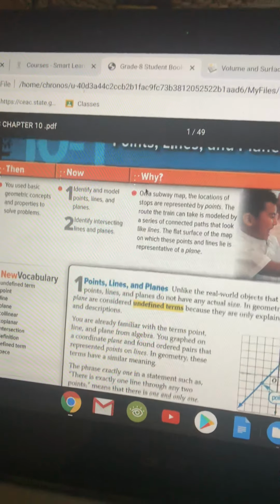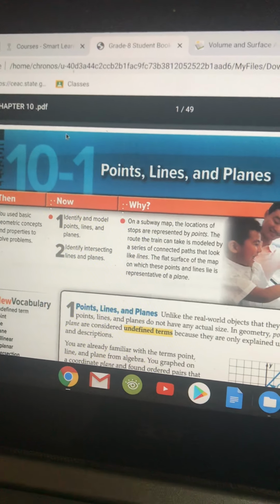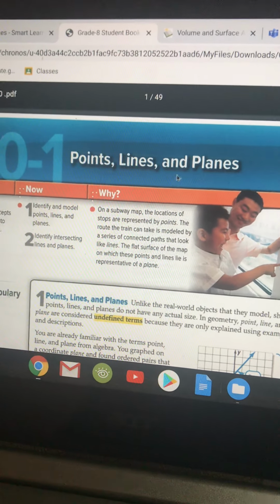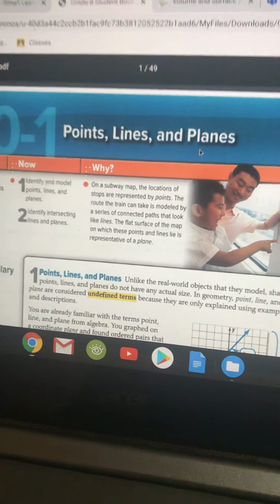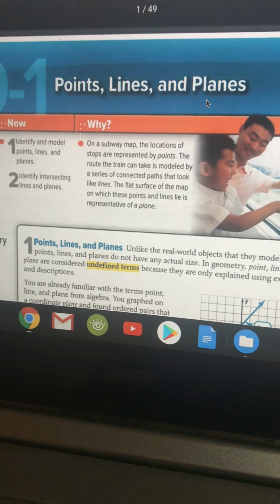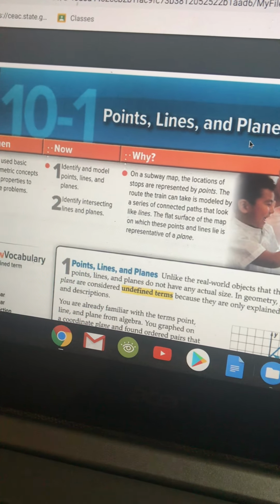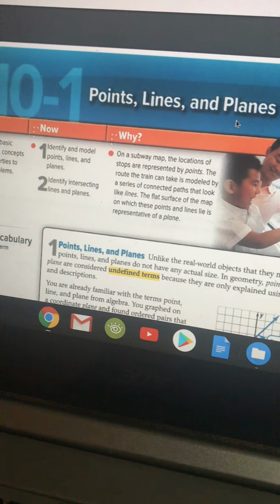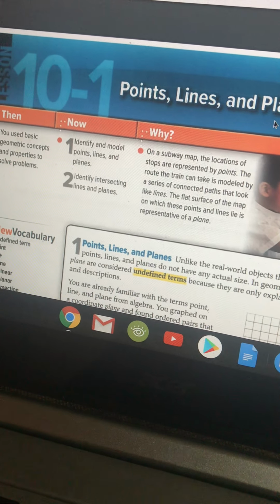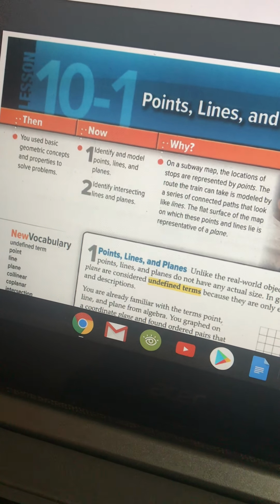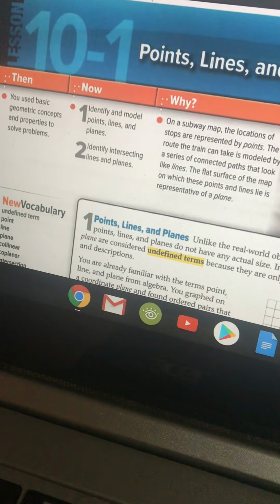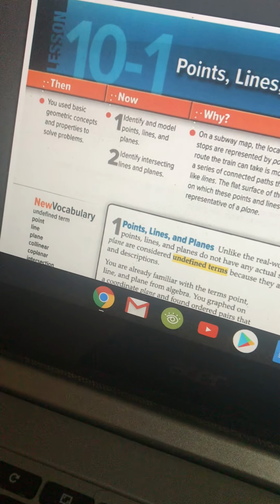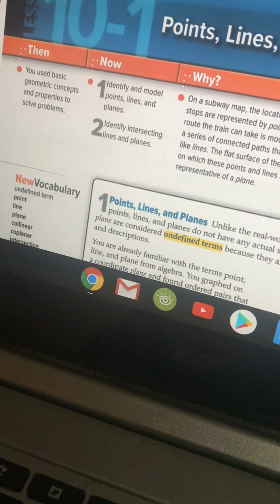Okay, grade 8. We are starting chapter 10. And chapter 10 says points, lines, and planes. That's lesson 1 on chapter 10. A lot of definitions. If you confuse the definition, life will not be easy for you in this chapter. You must know how to define. You must use the correct vocabulary. You must know what you're talking about very clearly.